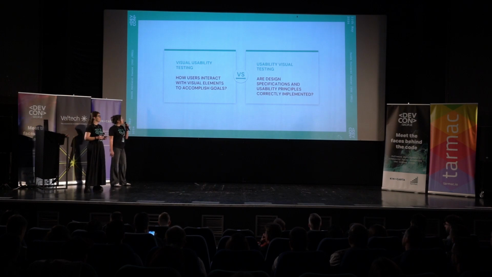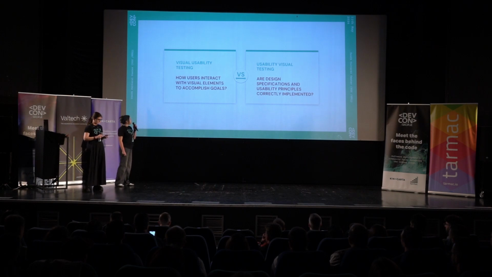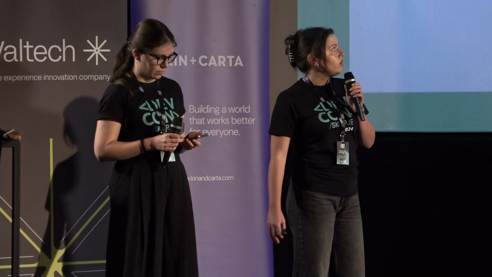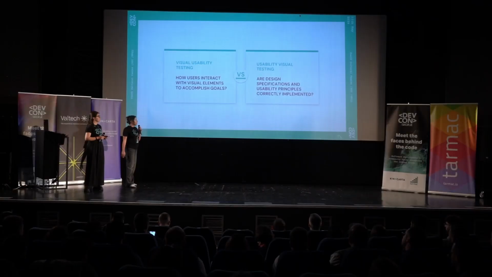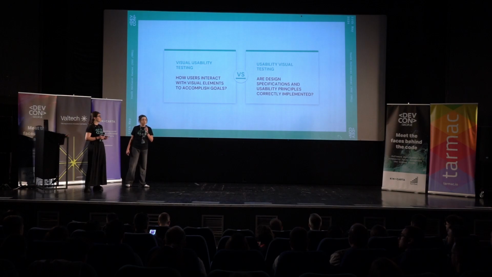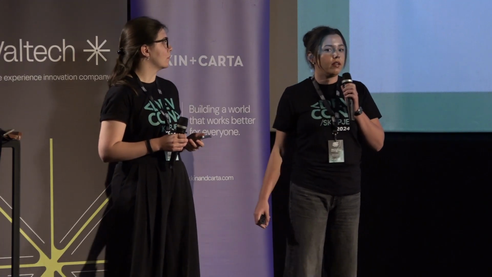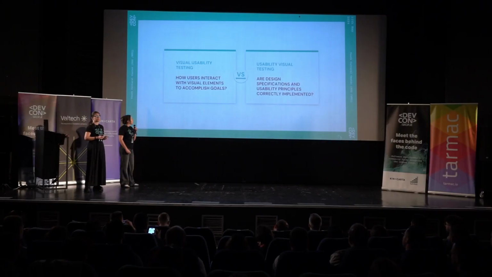Visual usability testing verifies how users interact with visual elements to accomplish goals, while on the other hand, usability visual testing is a process where we verify whether the design specifications and usability principles are correctly implemented. Have in mind that here again, the human factor remains inevitable.